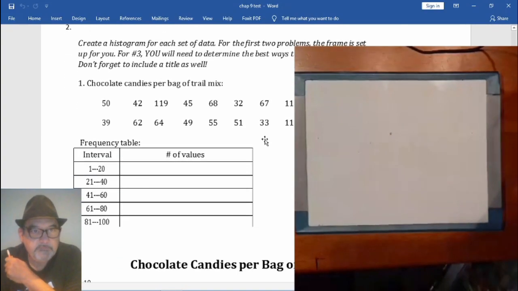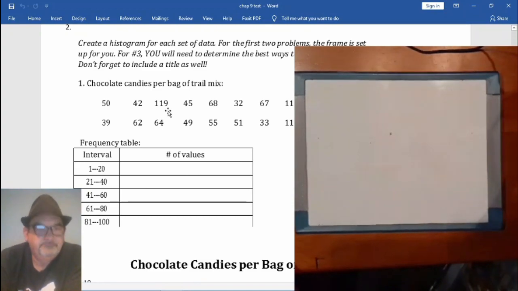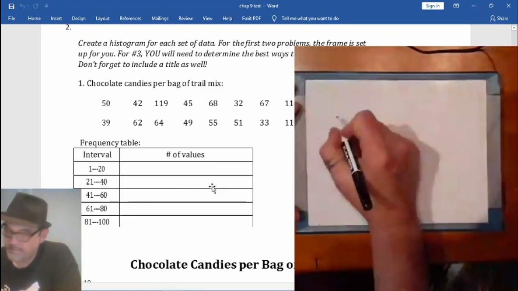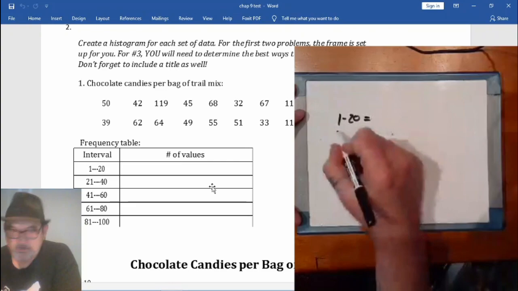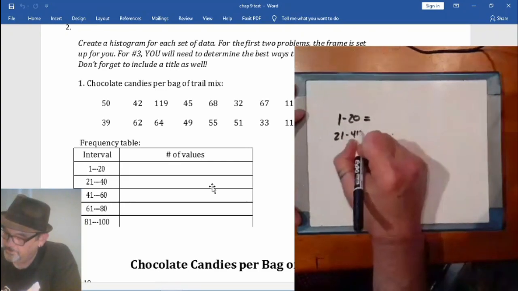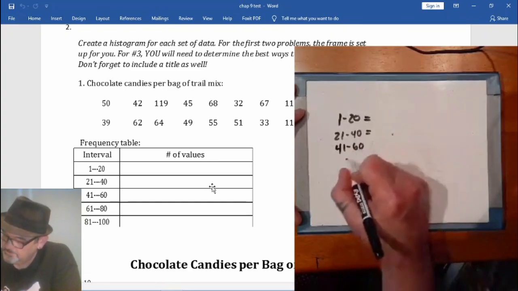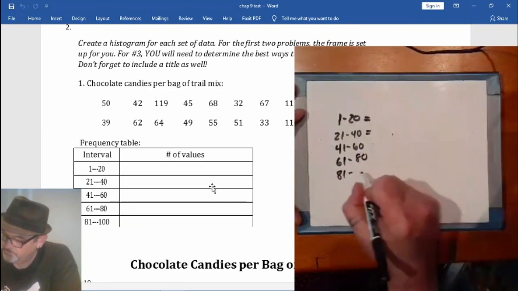All right, so the first thing that you guys needed to do was to fill in the number of values for each interval on this frequency table here. So I'll try to recreate it as best I can here. So 1 through 20, I'm just going to put equals, okay? 21 through 40, 41 to 60, 61 to 80, and then 81 to 100. Okay?